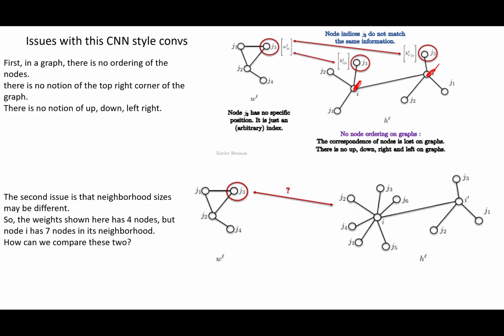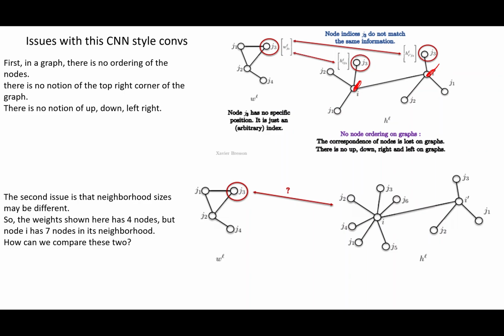In this case, it was a well-defined notion, because we have an image which is a very highly ordered graph. There is an up, there is a down, there is a right, there is a left, there is a northeast, there is a southwest, and so on. But for an arbitrary graph, that's not possible. Before going to the second issue, let's focus on this. Node J has no specific position. It's just an arbitrary index. How would you go about layering a convolutional filter on a graph?